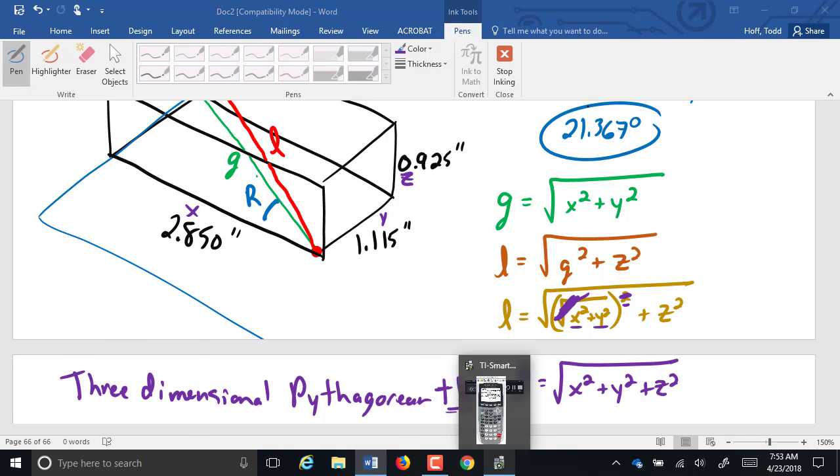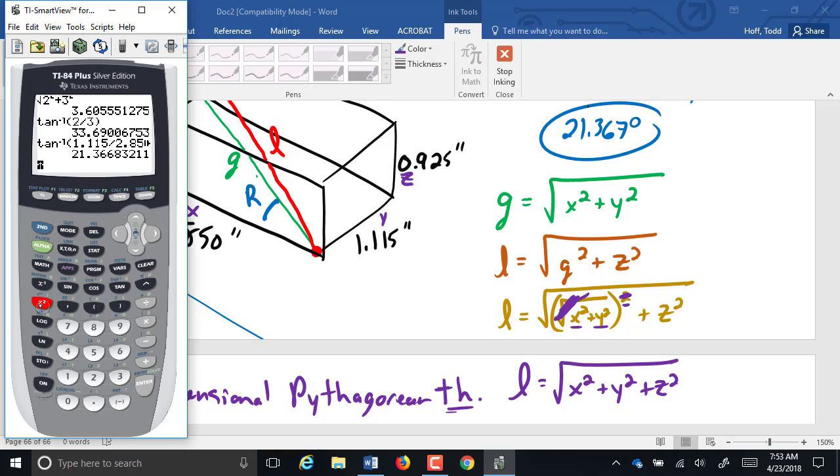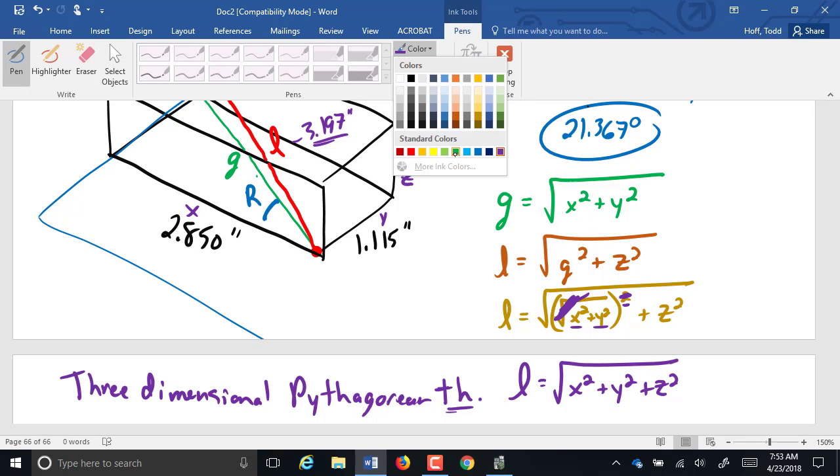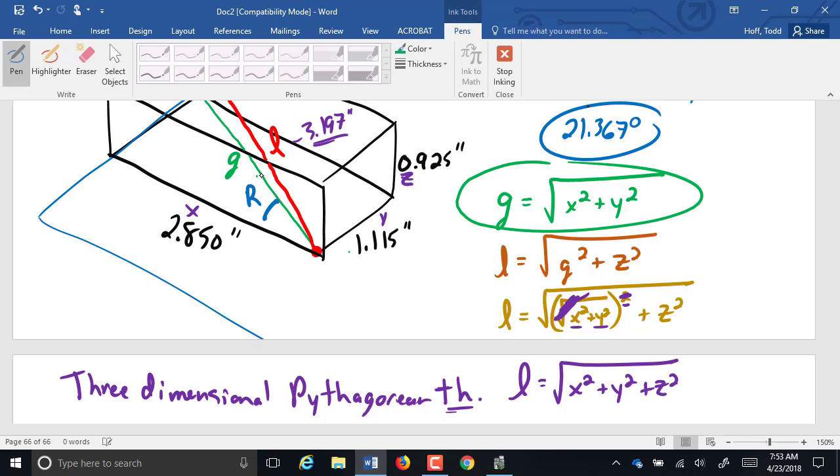So let's plug in those numbers here. We've got the square root of 2.85 squared plus 1.115 squared plus 0.925 squared gives us a length of 3.197 inches.